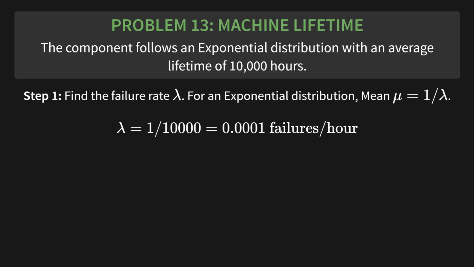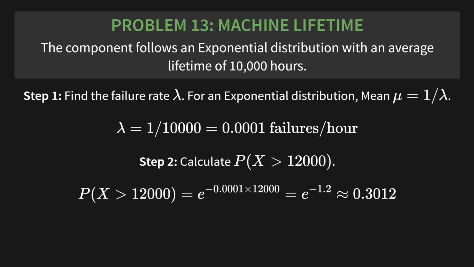Let's break this down into 2 simple steps. Step 1. We need to find the failure rate, lambda. For an exponential distribution, the mean is just 1 divided by lambda. So, lambda equals 1 divided by 10,000, which is 0.0001 failures per hour.